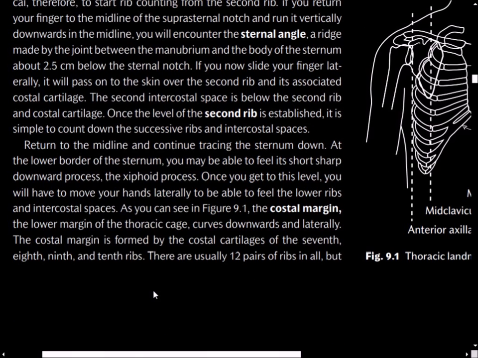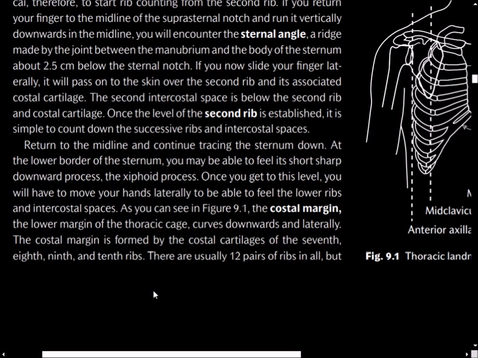Return to the midline and continue tracing the sternum down to the lower border of the sternum. You may be able to feel its short, sharp downward process, the xiphoid process. Once you get to this level, you will have to move your hands laterally to be able to feel the lower ribs and intercostal spaces.